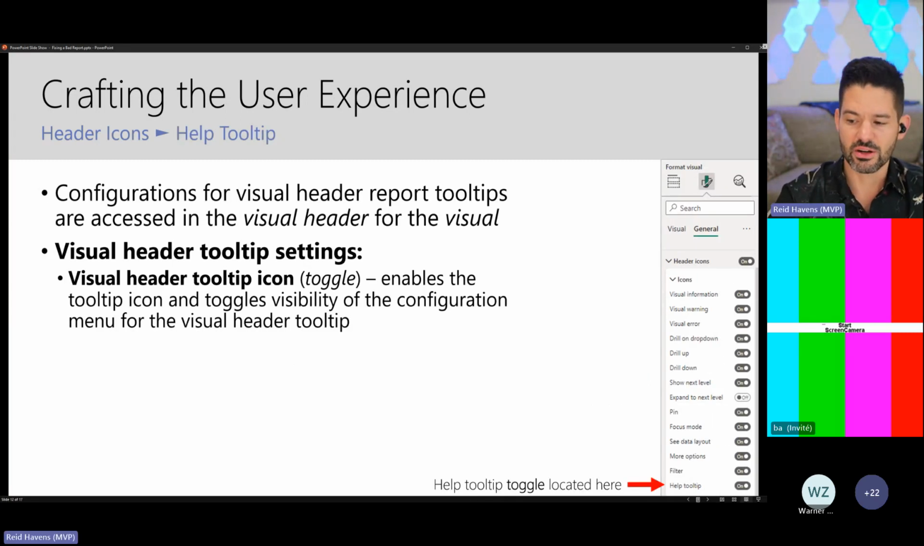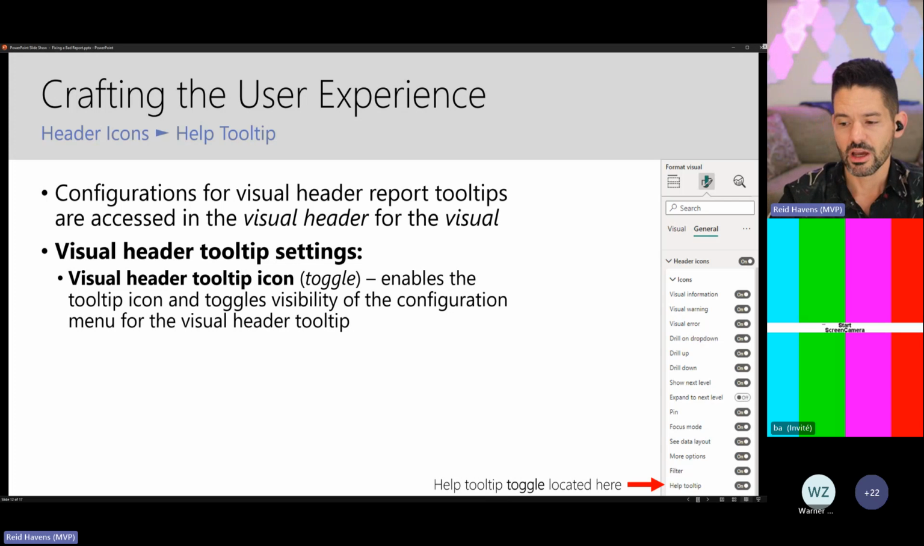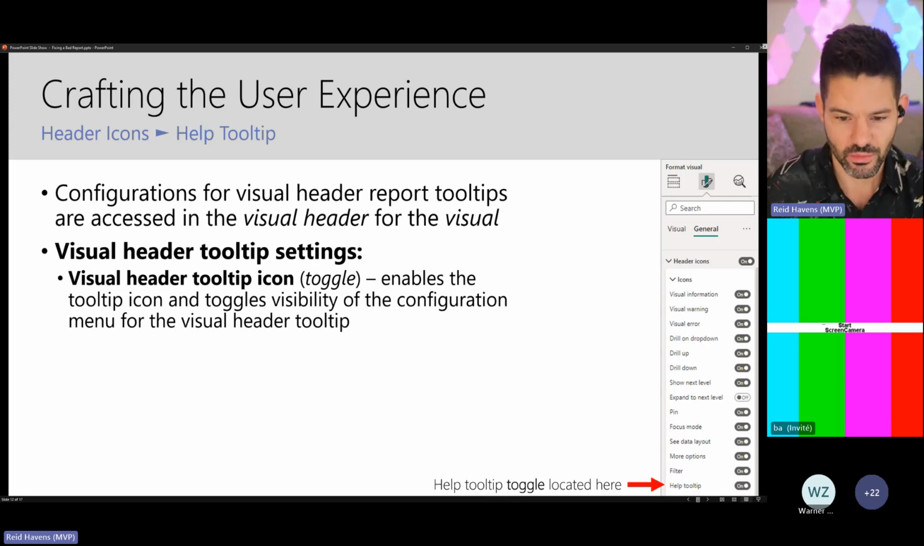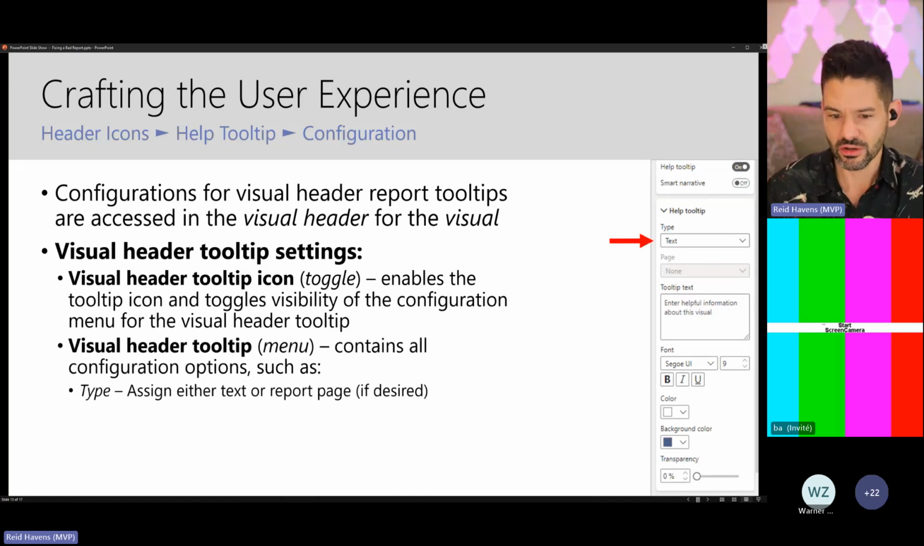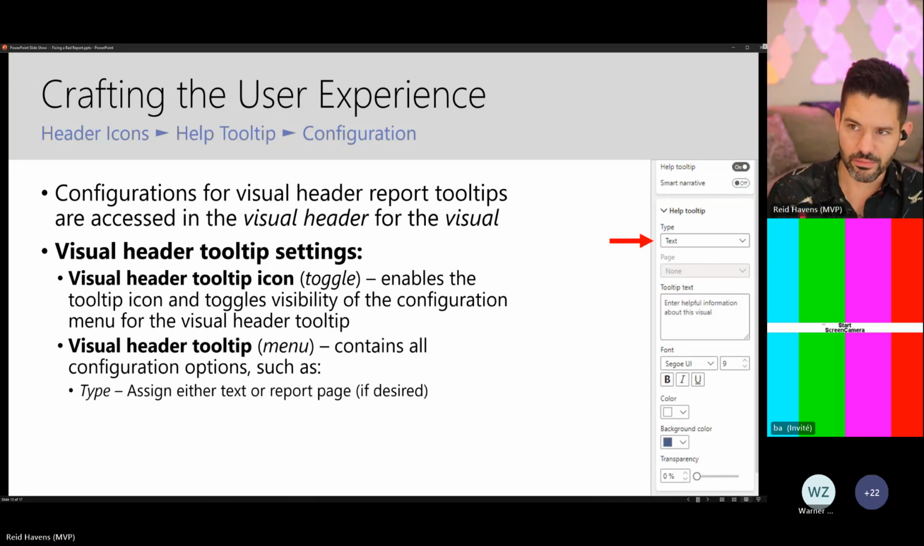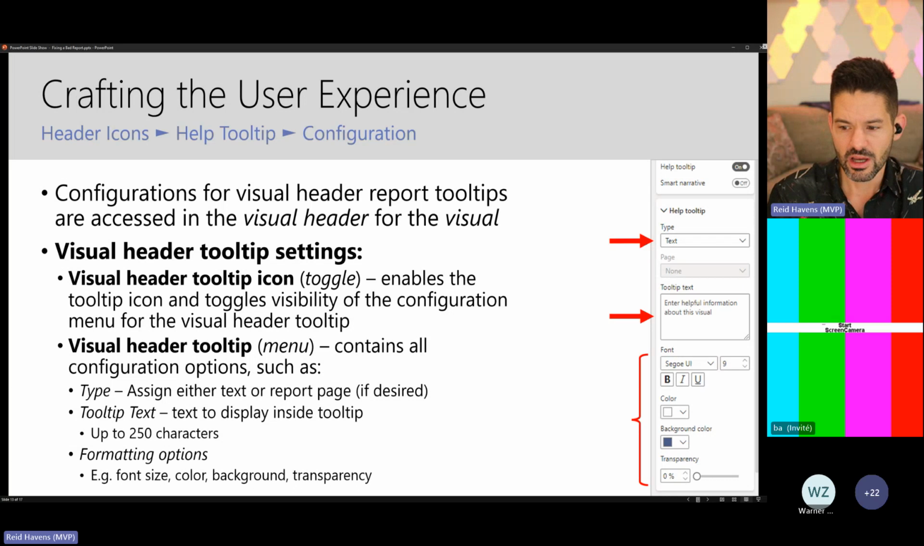Last thing kind of on the visual header section as well, there is a useful but somewhat varied feature called the help tooltip option. So that's buried at the bottom of the icons. And when you turn it on, you're given an additional menu that lets you configure this, which provides up to 250 characters of context that can explain the visual, explain the data a little bit. You can also attach it to a report tooltip page potentially as well. So that will allow you to maybe put some dynamic text in there. So you can keep this simple, keep it robust.